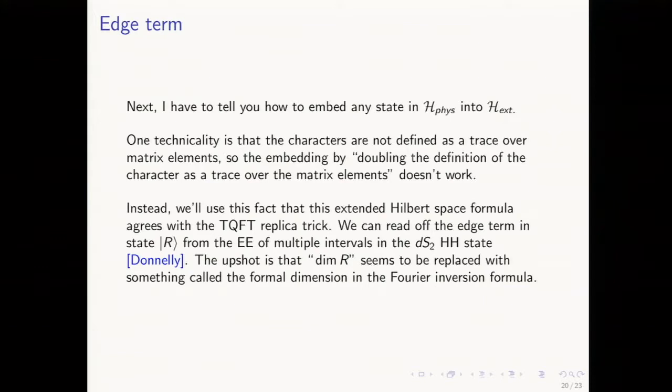So rather than go through this direct embedding, another way to read off this edge term is to use this fact that I briefly mentioned earlier, that the extended Hilbert space formula by construction agrees with the naive replica trick from gluing. This lets us work in the space of class functions instead of the matrix elements.